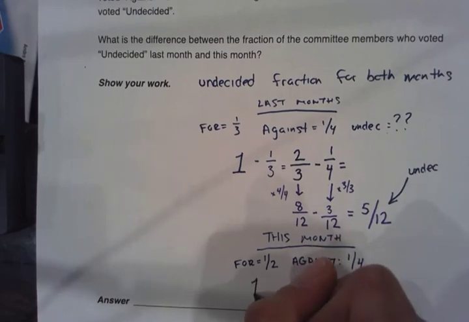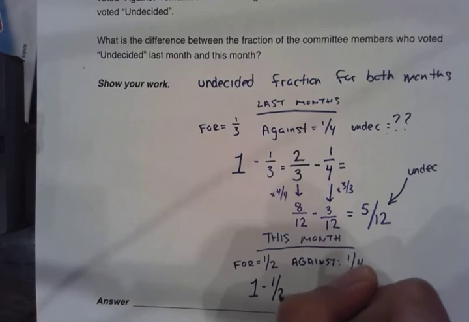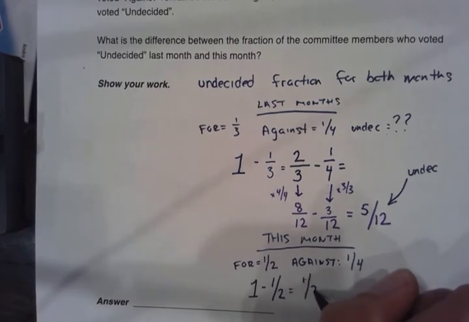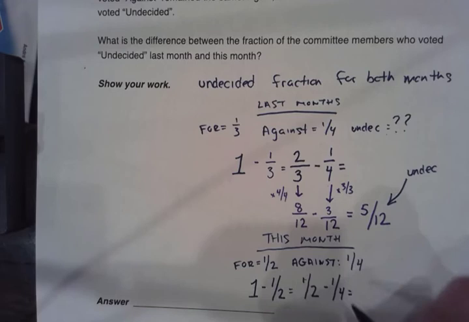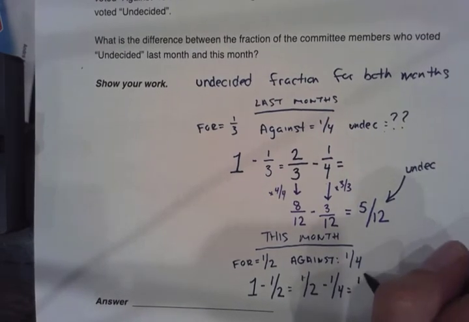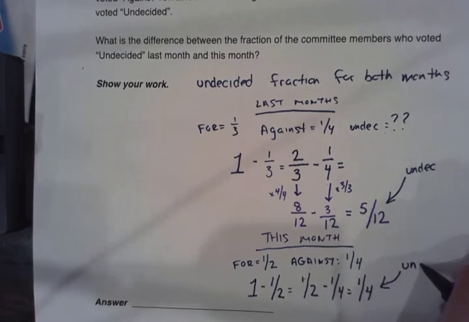So this one is going to be actually quite easy. Because if I subtract 1/2 from 1, I'm going to get 1/2. And if I subtract 1/4 from 1/2, well, I know 1/2 is the same as 2/4, so I'm just going to get 1/4. And then this is going to be our undecided for this month.